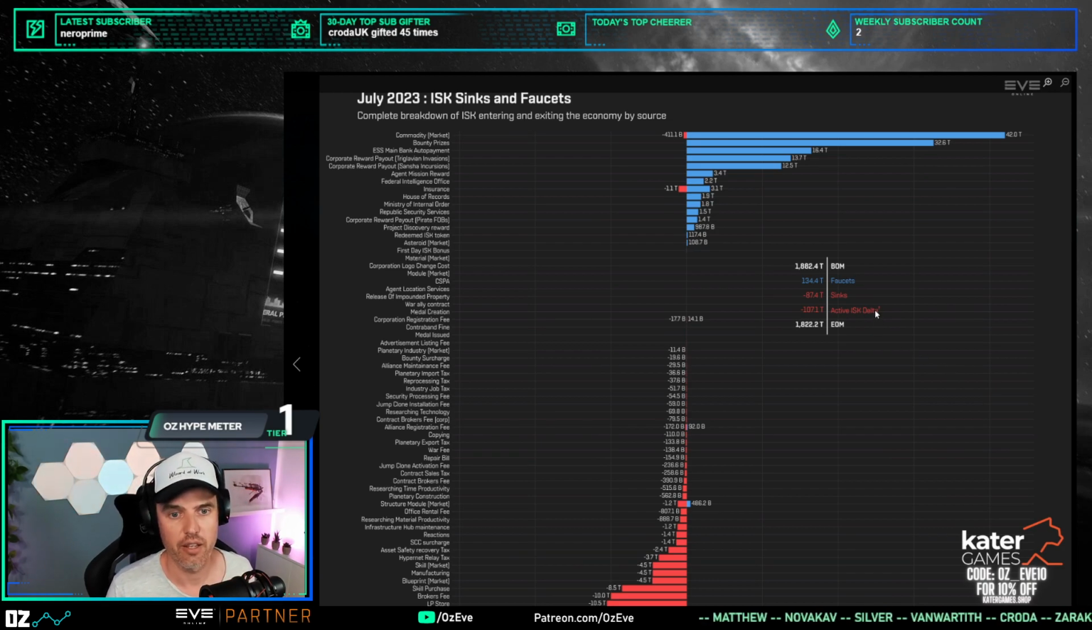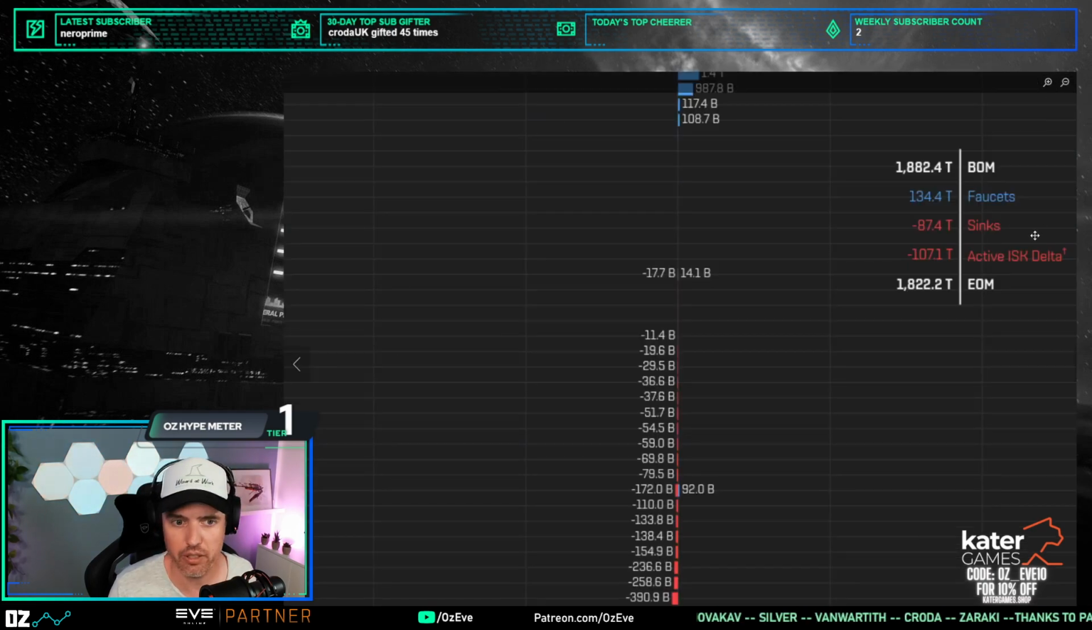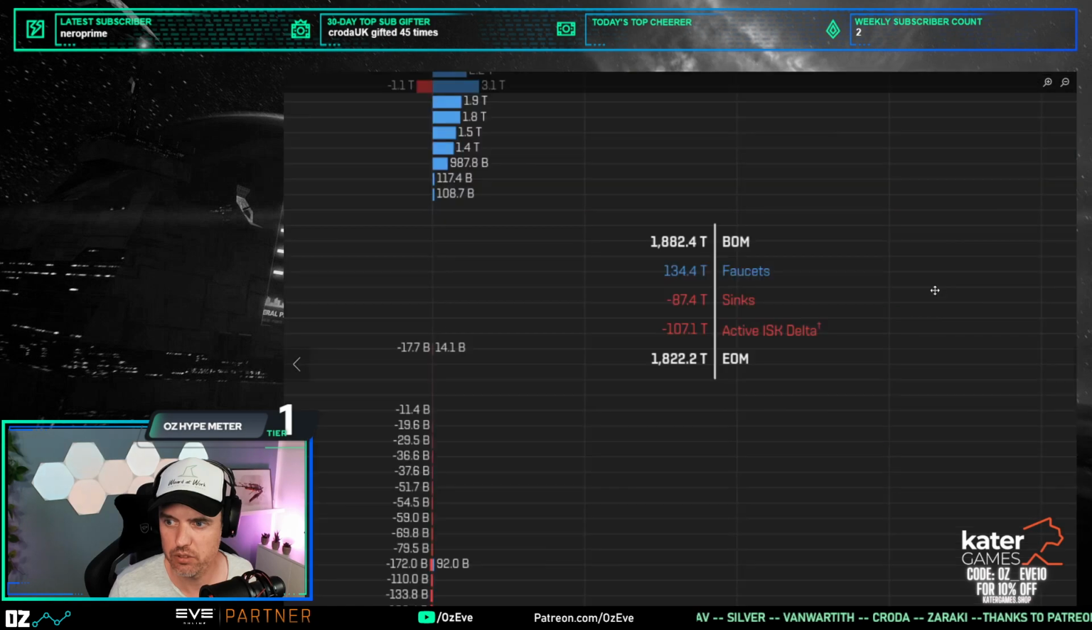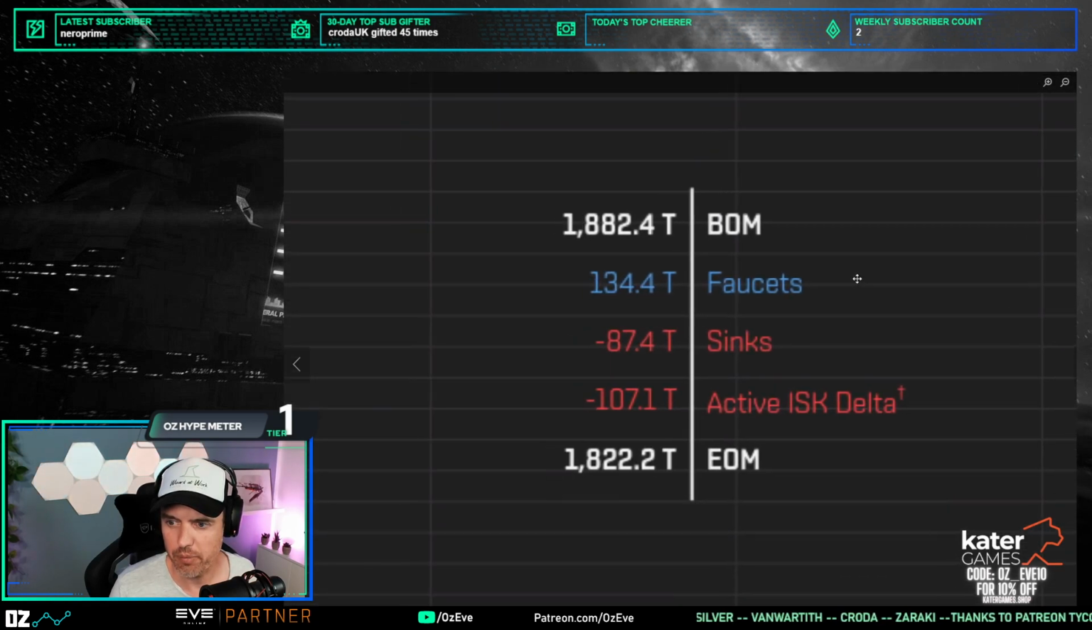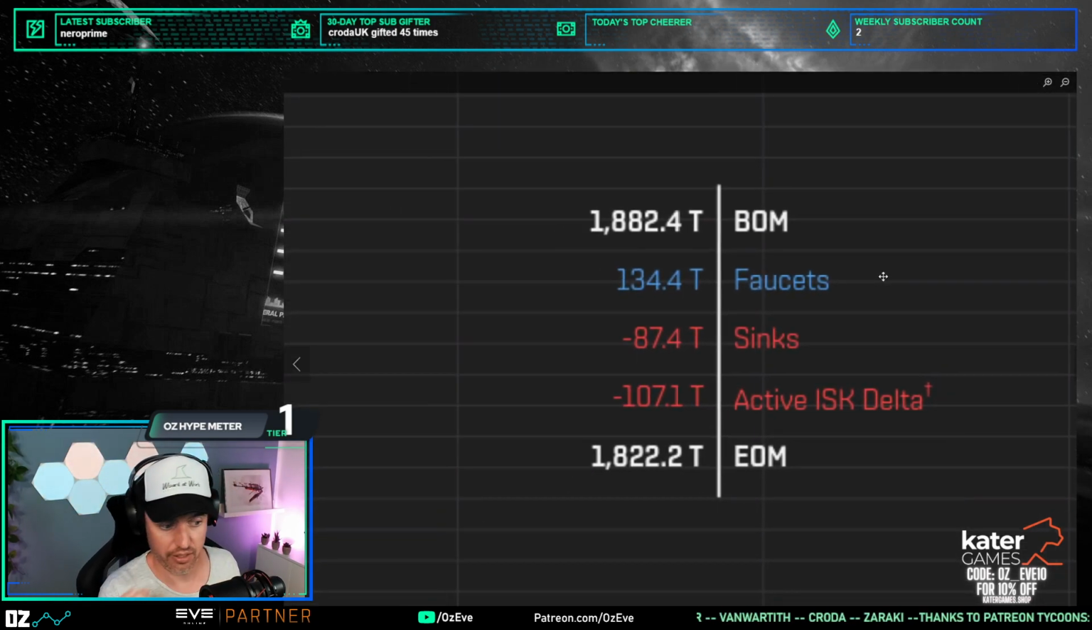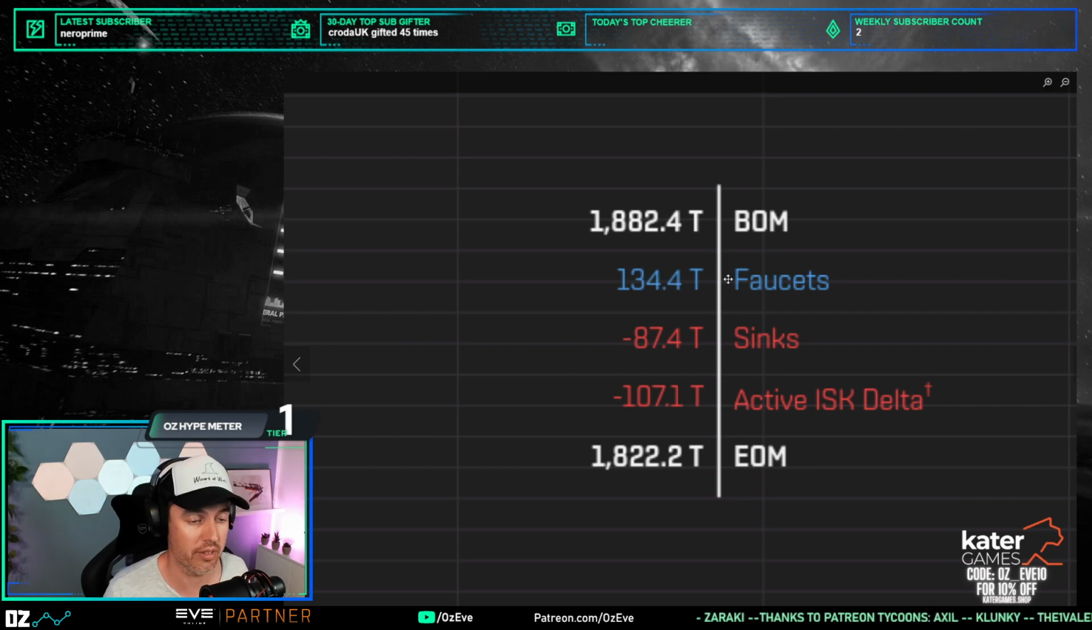So this is the EVE Online money supply, right? So let's make this a little bigger. Let's talk about this right here. This is the formula for the money supply. This is the money supply at the beginning of the month. This is the faucets that inject ISK into the game economy. These are the sinks.